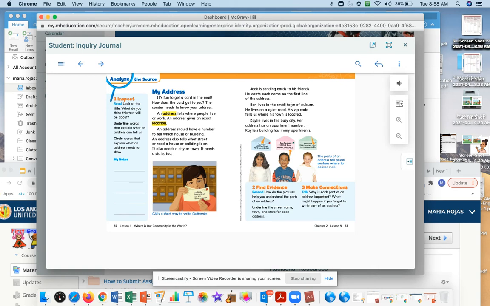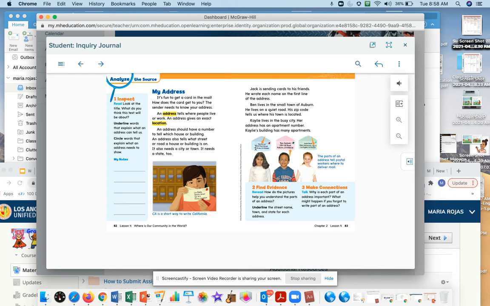Ben lives in a small town of Auburn. He lives on a quiet road. His zip code tells us where his town is located. Kylie lives in a busy city. Her address has an apartment number. Kylie's building has many apartments. So Kylie has to make sure that she writes the apartment number. So each part of an address tells the postal workers where to deliver the mail.